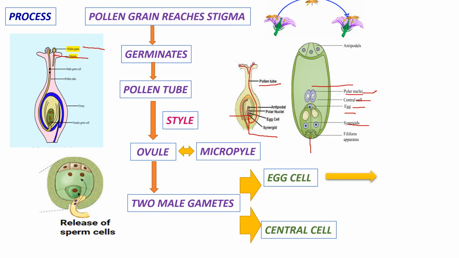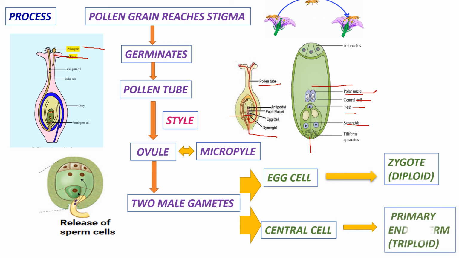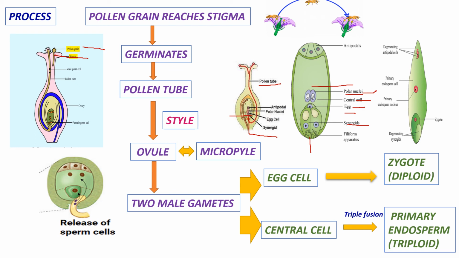The first male gamete, which has fused with the egg cell, produces a zygote which is diploid, and the second male gamete, which has fused with the central cell, produces the primary endosperm which is triploid. This fusion is called triple fusion. If you see the image, this is the primary endosperm cell and this is the zygote. After the fertilization, the synergids degenerate and the antipodals degenerate.